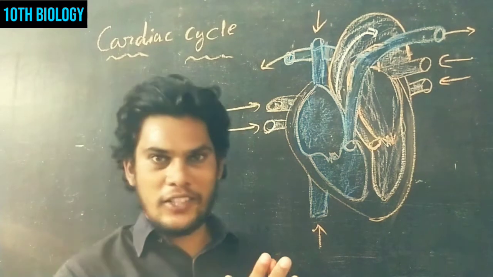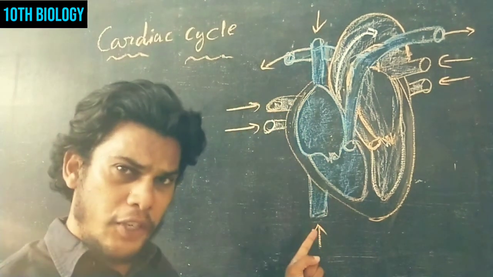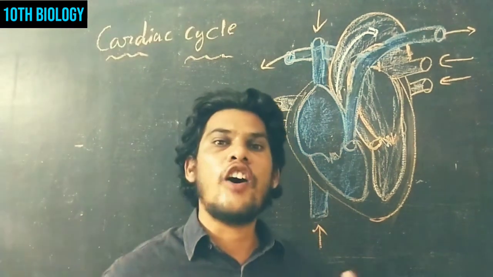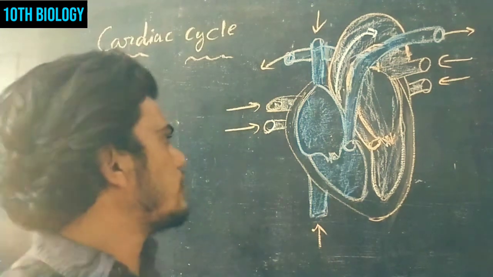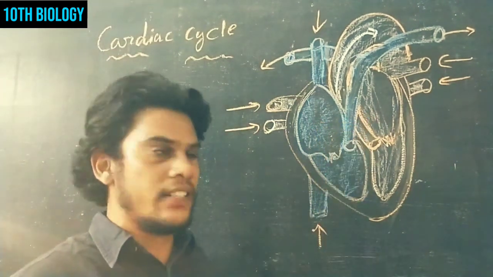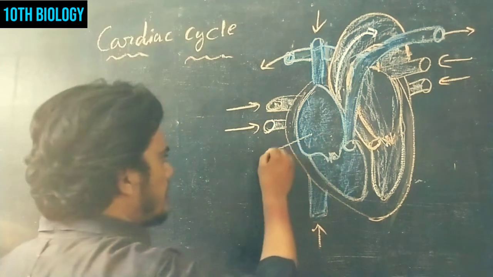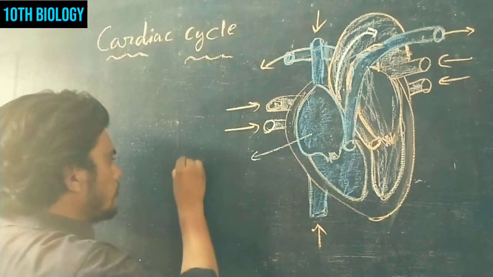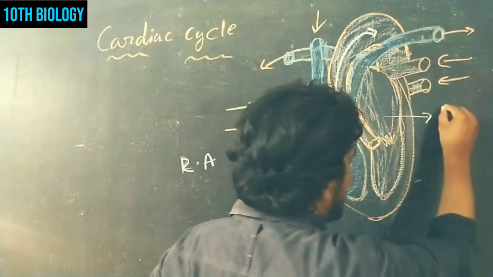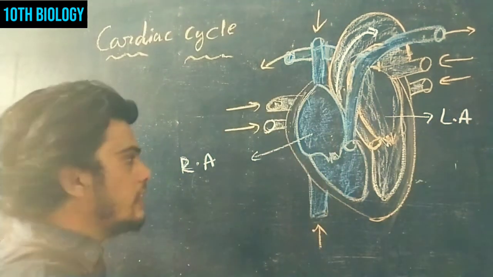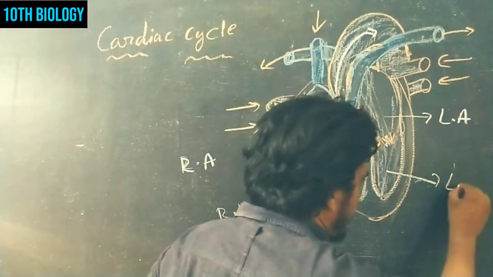Before discussing this topic, let's label the parts of this heart. If you know, draw this picture in your book and label it along with me. Okay? So what are the parts? What are the chambers here? Yes, there are four chambers. The upper two chambers are called auricles. This is the right side, so it is the right auricle. This is the left auricle. So label. I am writing the shortcut form: right auricle, and this is the left auricle, that's correct. Then this is the right ventricle, and this is the left ventricle.